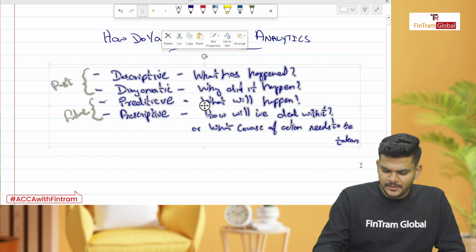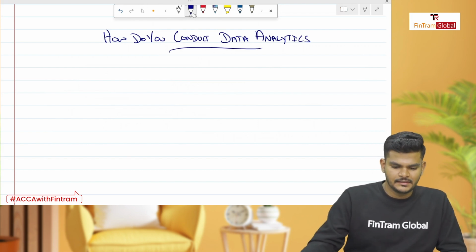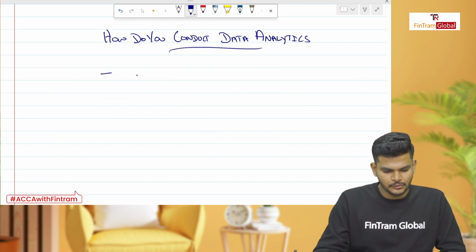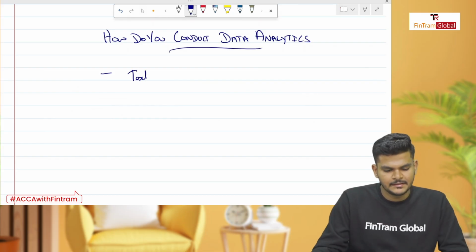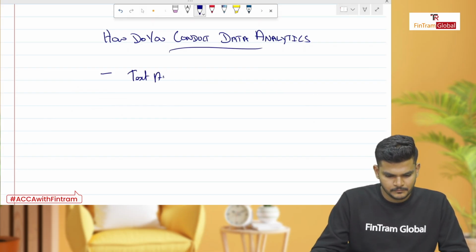And of course, there are many other methods of analytics as well, right? Alternative methods, I would say. Some of them include, we can do something like text analytics, right?